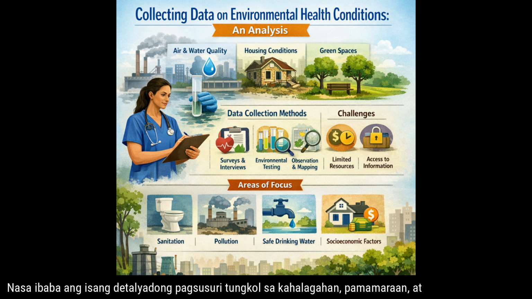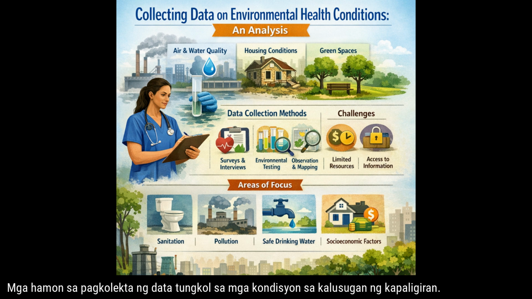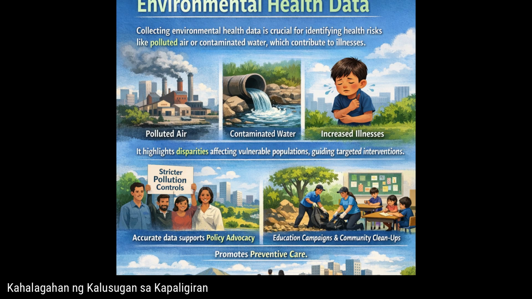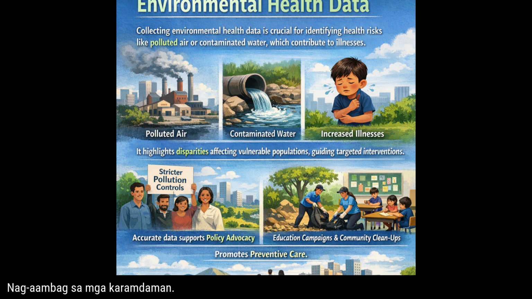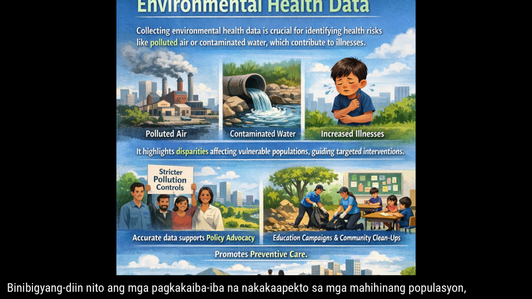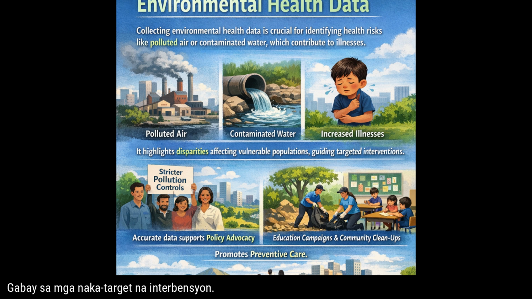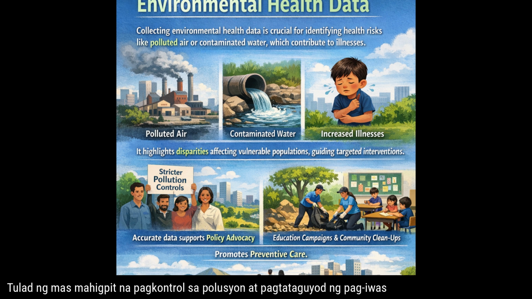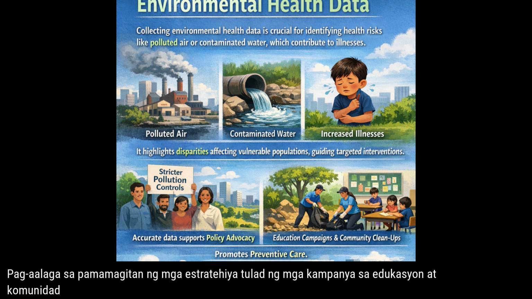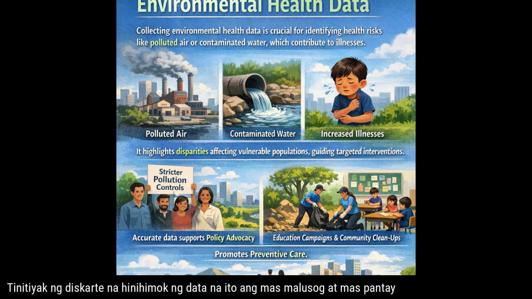Below is a detailed analysis of the importance, methods, and challenges of collecting data on environmental health conditions. Regarding the importance of collecting environmental health data, it is crucial for identifying health risks like polluted air or contaminated water, which contribute to illnesses. It highlights disparities affecting vulnerable populations, guiding targeted interventions. Accurate data supports policy advocacy for improved conditions, such as stricter pollution controls, and promotes preventive care through strategies like education campaigns and community cleanups. This data-driven approach ensures healthier and more equitable environments.